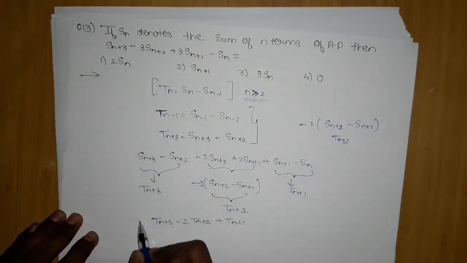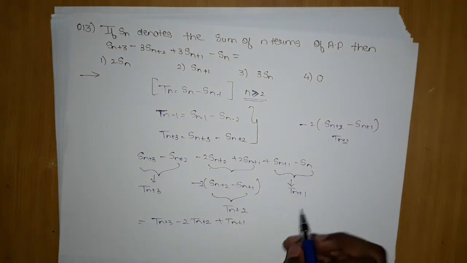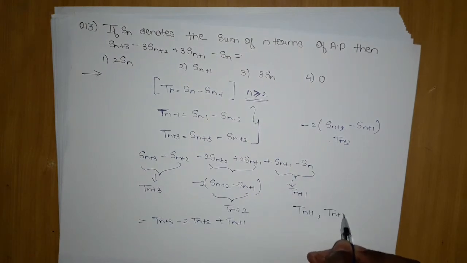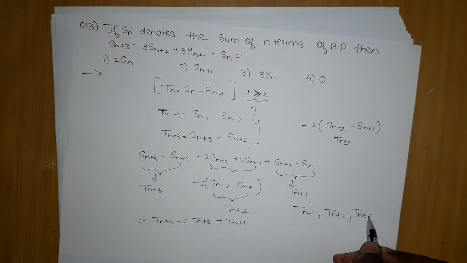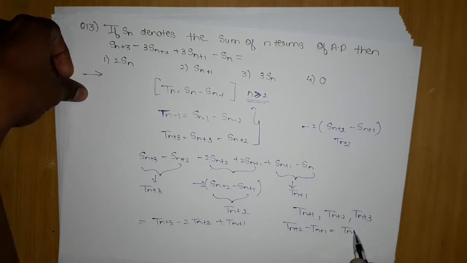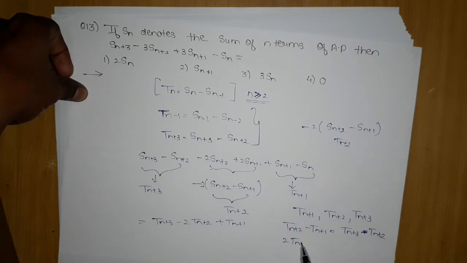Now after this, how can we move ahead? For this you should know that if Tn plus 1, Tn plus 2, Tn plus 3 are in AP, then this is the basic property: the difference should be the same, so Tn plus 2 minus Tn plus 1 equals Tn plus 3 minus Tn plus 2, which gives you twice Tn plus 2 is equal to Tn plus 3 plus Tn plus 1.